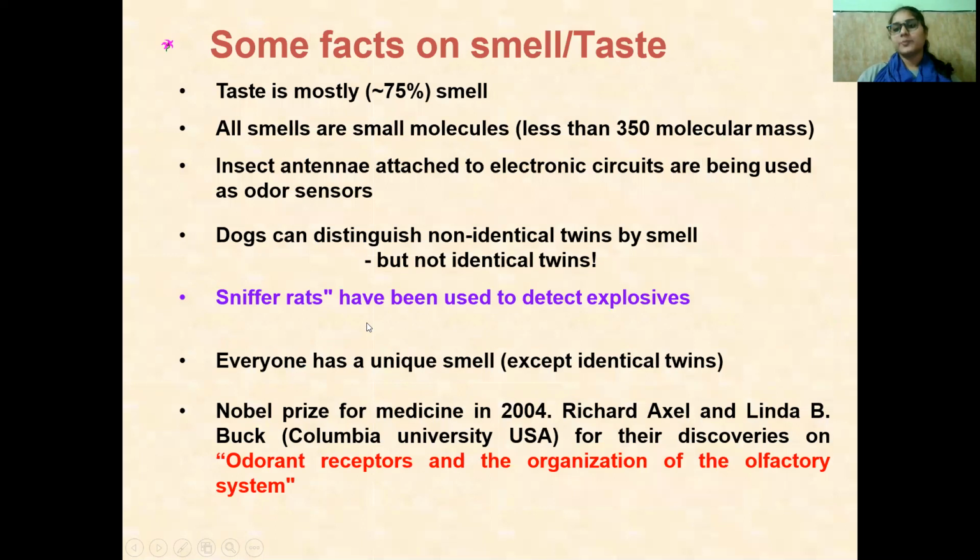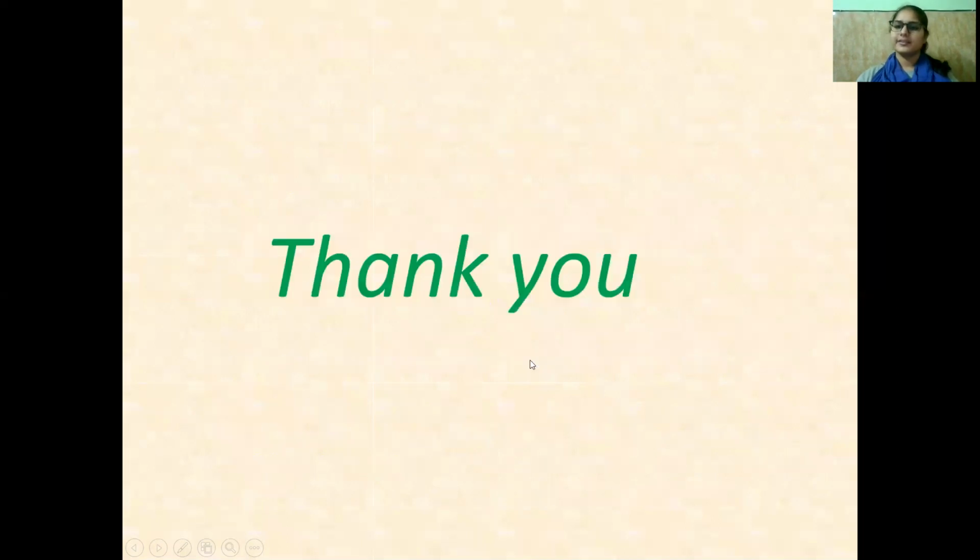So some facts on smell and taste. Taste is mostly 75% smell. All smells are small molecules. Insect antennae attached to electronic circuits are being used as odor sensors. Dogs can distinguish non-identical twins by smell, but not identical twins. Sniffer rats have been used to detect explosives. Everyone has a unique smell. The Nobel Prize for Medicine in 2004 went to Richard Axel and Linda B. Buck, Columbia University, USA, for their discoveries on odorant receptors and the organization of the olfactory system.